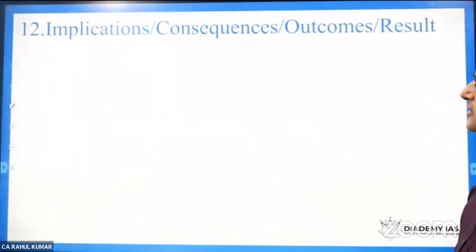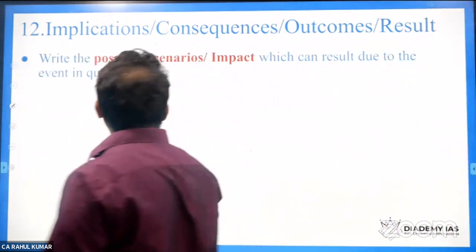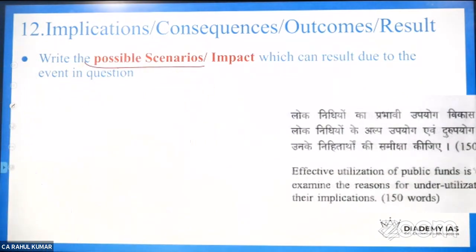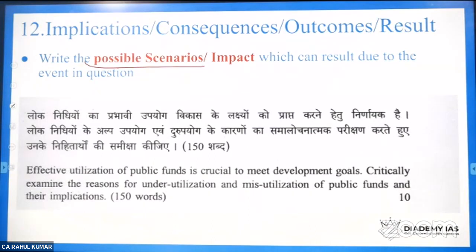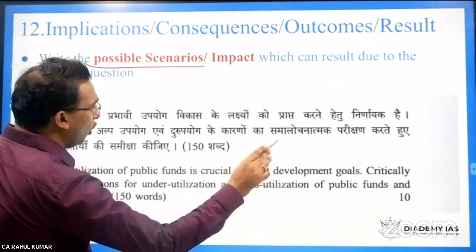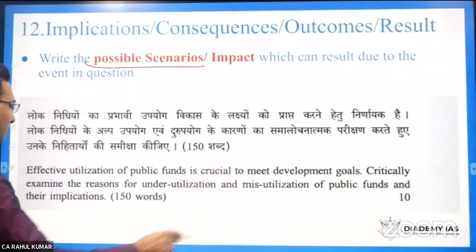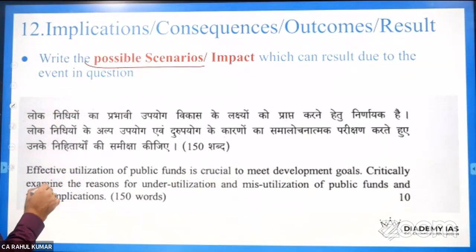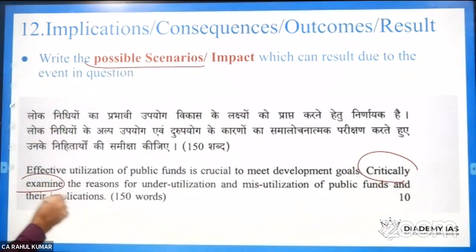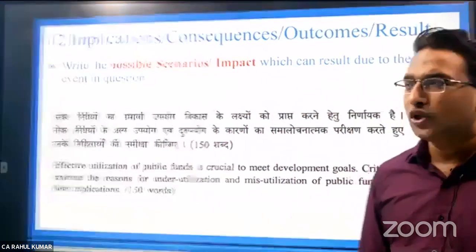Now the next word is implication, consequence, outcome, or result. Okay. So this is talking about what can be the possible impact or possible scenario. And this is the kind of question they asked in the previous year. Effective utilization of public fund is crucial to meet the developmental goals. Critically examine the reasons for underutilization and misutilization of public fund and their implications, right? So they have used two words here simultaneously: critically examine, and they have also used implications, right? So you have to answer as per both the terms.